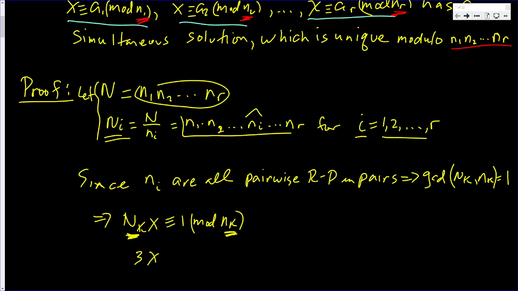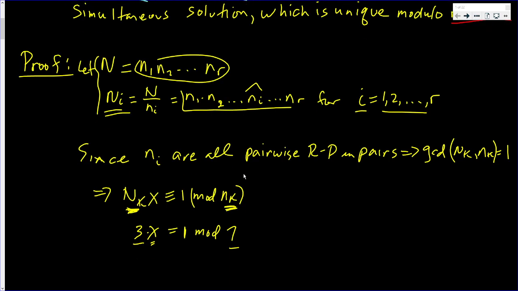Like if you had 3x is equal to 1 mod 7. 3 and 7 are relatively prime. There are inverses. That is, I can multiply 3 by something and get 1. What is that going to be? It's going to be 5. 3 times 5 is 15. Take away a couple of 7s, you get 1. Okay, if these two numbers are relatively prime, there's always a solution. In this case, inverses.